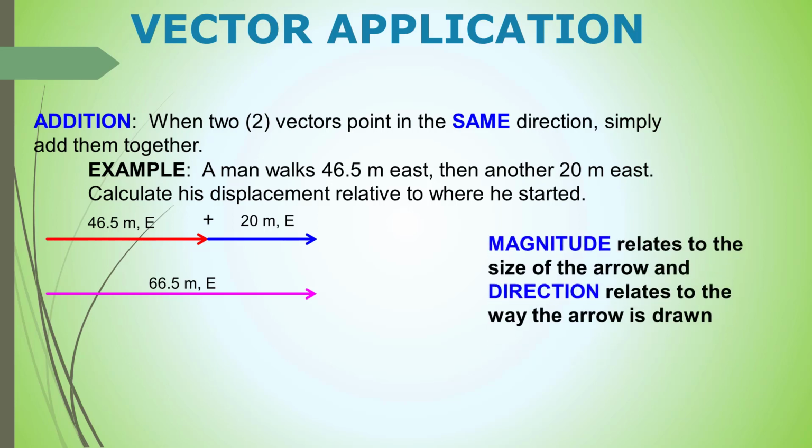Magnitude relates to the size of the arrow and direction relates to the way the arrow is drawn. So the arrow tells us about the direction and its size tells us about the magnitude of the given physical quantity, whether it is force, displacement, or whatever it is. Not distance, distance is a scalar quantity, displacement.